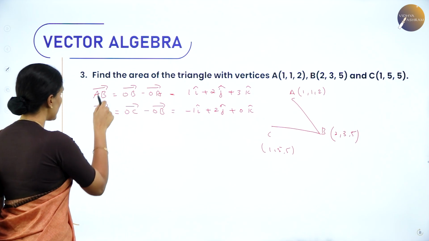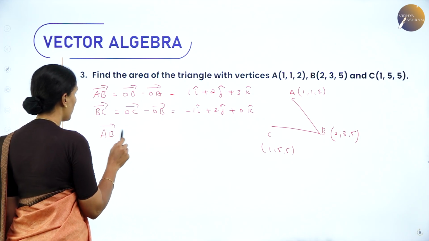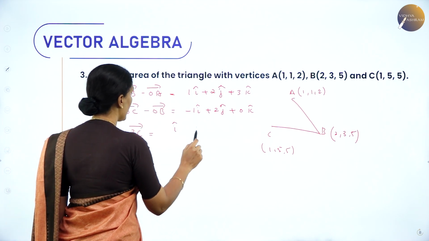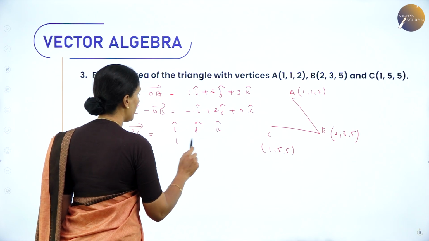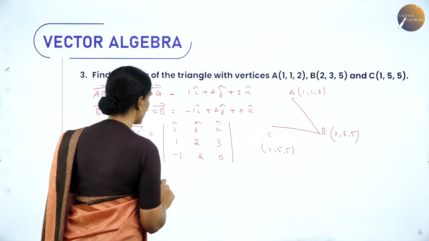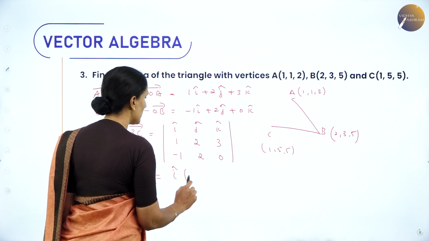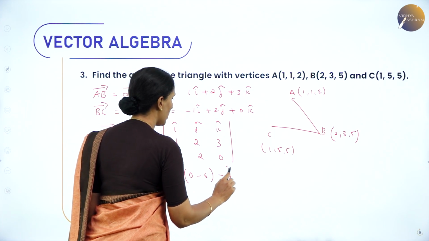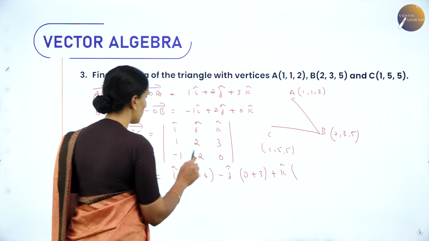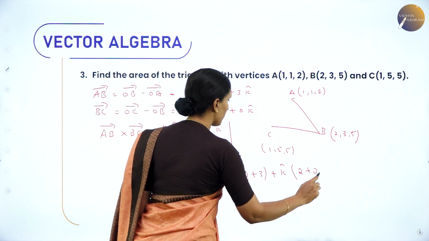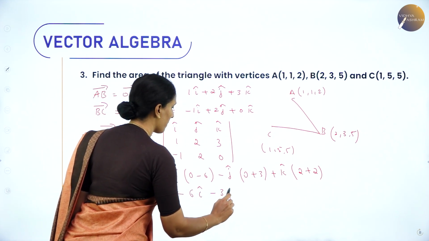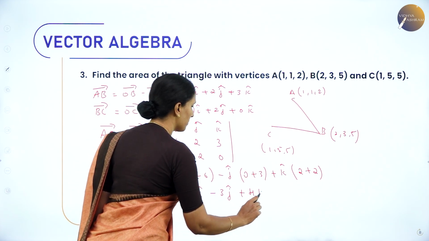So now let us take the cross product of AB cross BC, where these represent the sides of the triangle. This is i, j, k, 1, 2, 3, minus 1, 2, 0. So if we expand this, i into (0 minus 6), minus j into (0 plus 3), plus k into (2 plus 2).